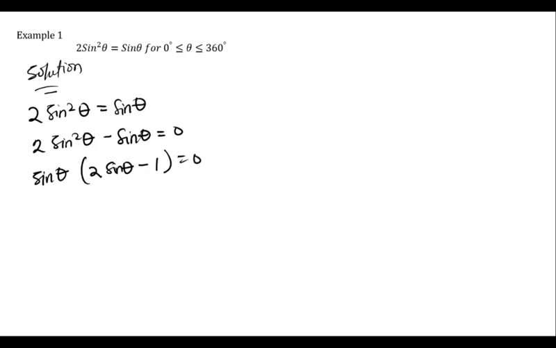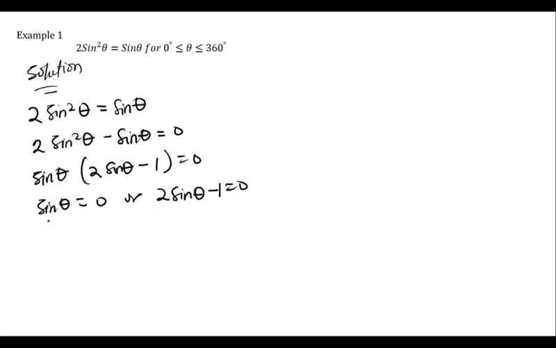So if we use this to multiply through, if we multiply sine theta by 2 sine theta, we get what? 2 sine squared theta, and then sine theta by negative 1, we get negative sine theta, as we have over here. So from here we can say sine theta is either equal to 0 or what we have over here, 2 sine theta minus 1 is equal to 0.